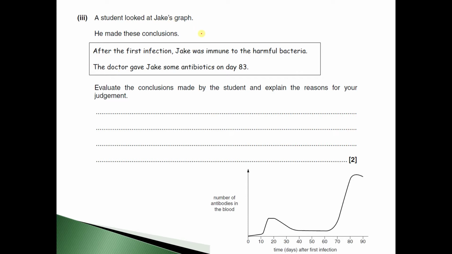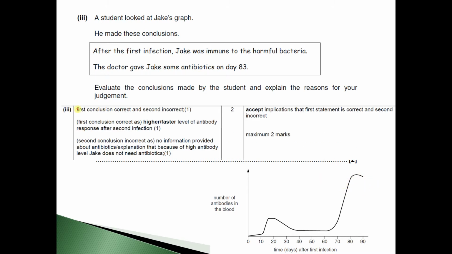A student looks at Jake's graph and makes these conclusions. Just if you've forgotten, there's the graph again in the bottom corner. After the first infection, Jake was immune to the harmful bacteria. The doctor gave Jake some antibiotics on day 83. Evaluate the conclusions made by the student and explain the reasons for your choice. So you need to make a judgment on what they've said. On day 83, the number of antibodies starts to go down. He's made 2 conclusions. What we should have said is the first conclusion is correct, Jake is now immune to the harmful bacteria, and the second one is incorrect. You can explain why each is correct or incorrect.